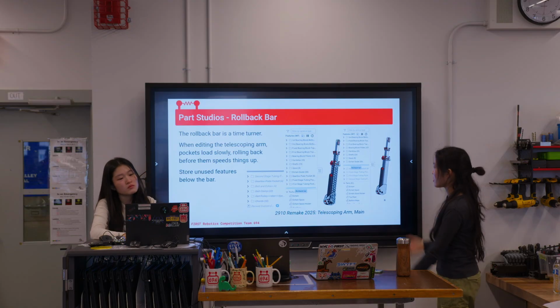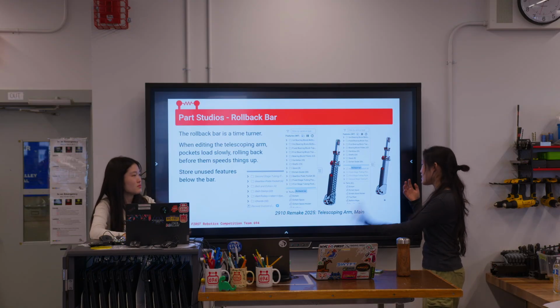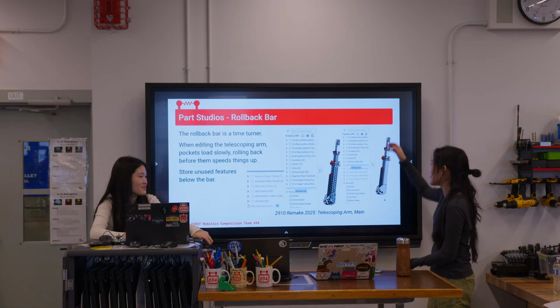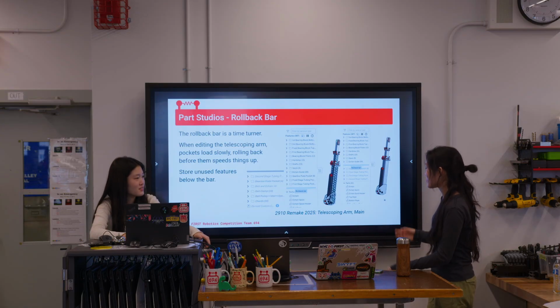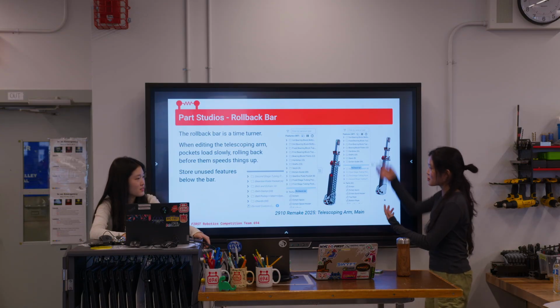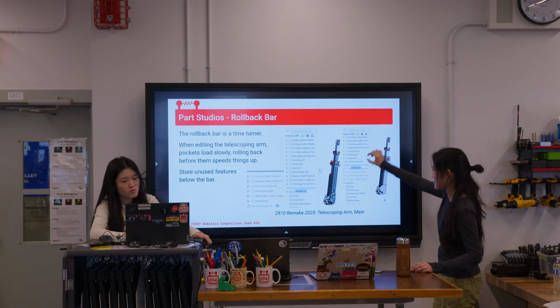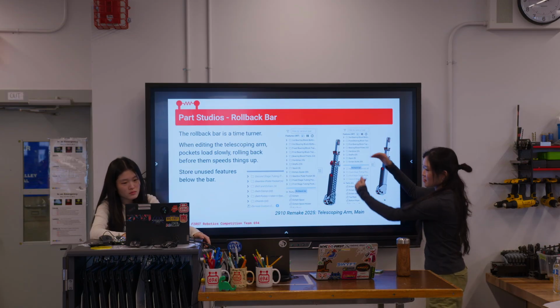Then it makes your loading time a lot faster. People always complain, oh, this takes too long to load because I have so many parts in one part studio, I think we should just make all the different parts in different part studios. And I was like, yeah, just use the rollback bar, because you can just reverse time and hide everything that takes so much time to load.